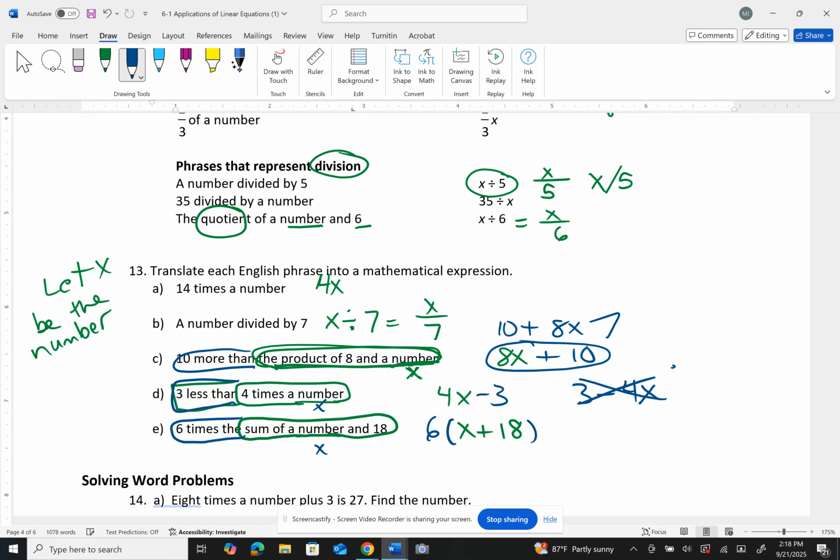I'm going to need parentheses around that for it to say what I mean. This is not correct. 6x plus 18, no, that's not the same thing. That would be the sum of 6x and 18, not the same. Okay, so start with the number being x. The sum of that and 18 would be x plus 18. And now I'm going to back up and do 6 times that and get 6 times the quantity x plus 18. Okay.